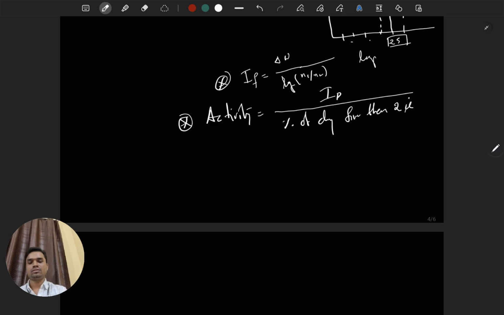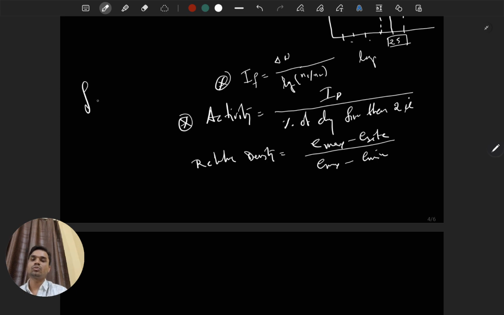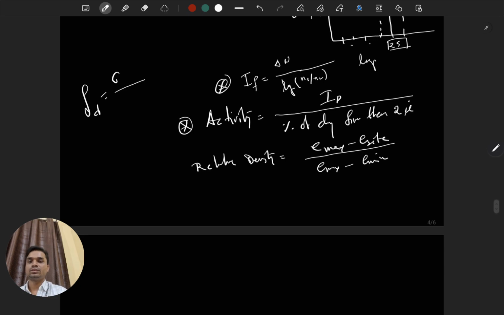This is called relative density, also known as density index. This is nothing but the e max minus e at site divided by e max minus e minimum. As we discussed earlier, I hope you remember that rho d is equal to G rho w by 1 plus e.